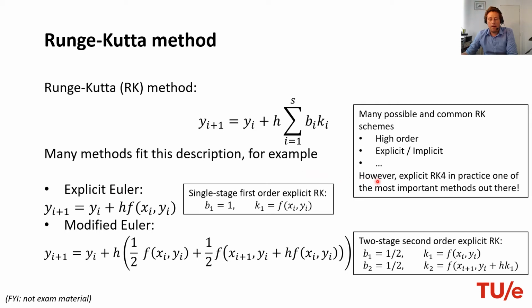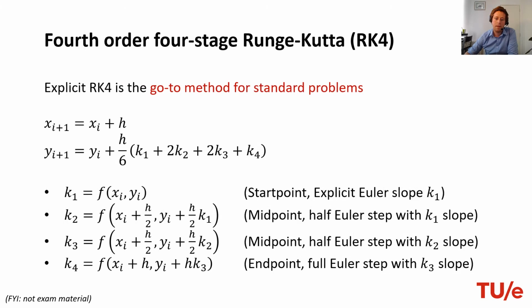However, explicit Runge-Kutta fourth order is in practice probably the most important method out there. The most important method for solving initial value problems is probably Runge-Kutta 4. Even so that when people talk about the Runge-Kutta method, they talk about explicit Runge-Kutta 4. So this is really the go-to method for all your standard initial value problems. How does it look?